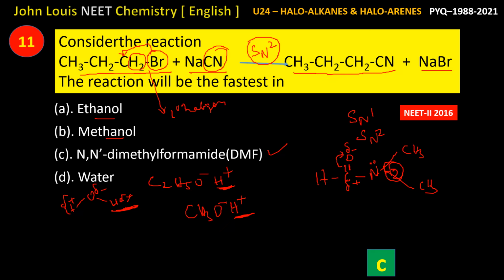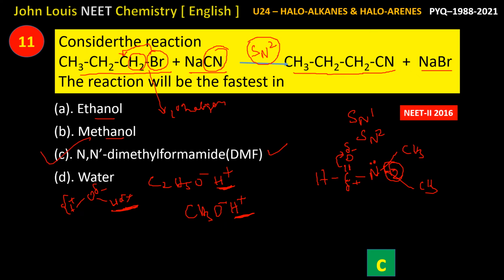So among the 4 solvents given here, ethanol, methanol, N-prime dimethyl formamide and water, only option C, that is N-prime dimethyl formamide, is a polar aprotic solvent. It is not having H plus ion in it. So therefore this only will favor the SN2 reaction. Therefore the correct answer is option C here.